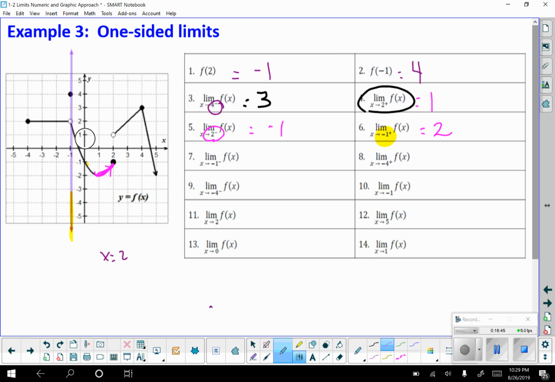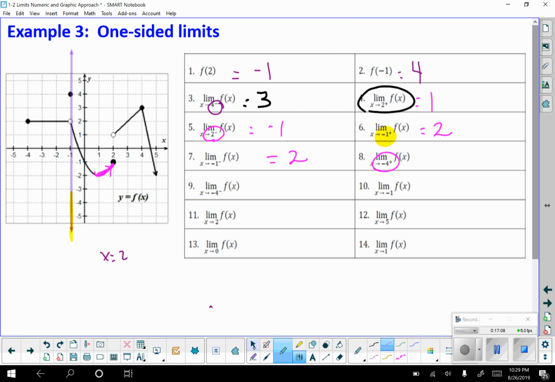Okay, so now left side, I want to come at it from this side. It too comes in at a height of 2, doesn't it? Awesome. Well, if the left and the right agree, as they do here, that limit does exist for x approaching -1, and it is 2.